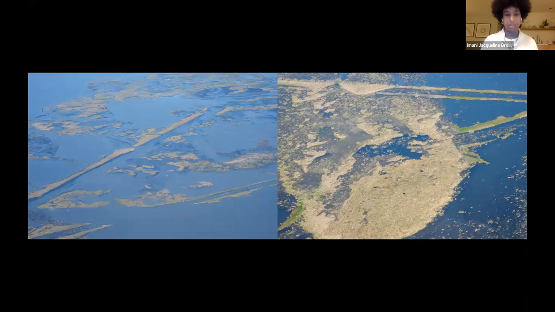Over time, even the spoil banks, the artificial levees created by the placement of dredged sediment on either side of the recently dredged canal, start to fragment into the sea. So here you see photographs of these canals where even the canals themselves are becoming increasingly indecipherable. On the right, we see the impact of a hurricane passing over this canal network.